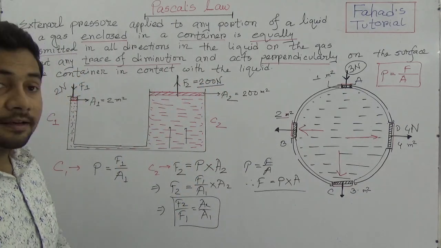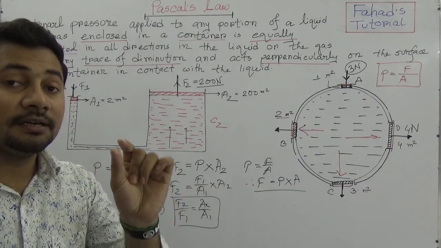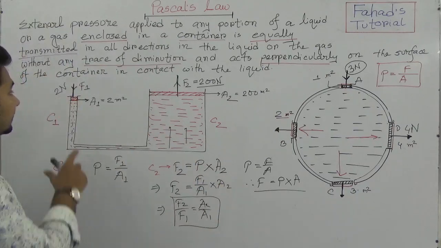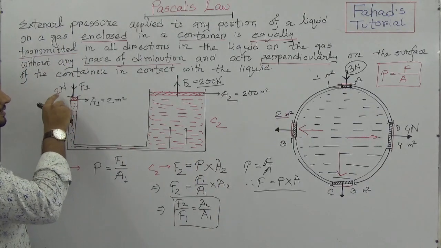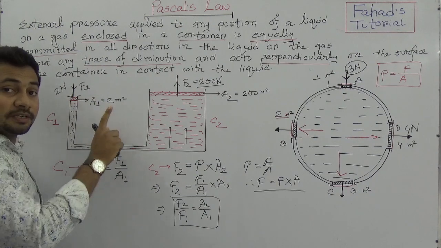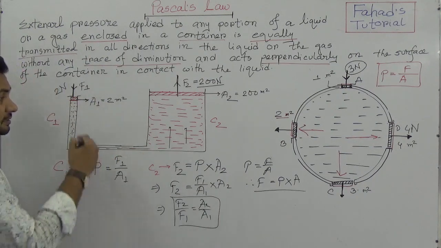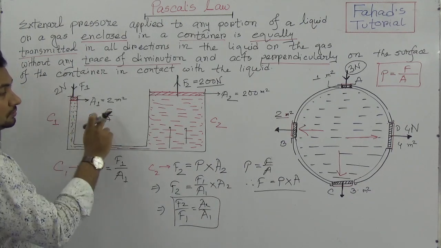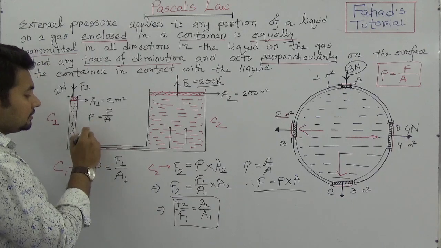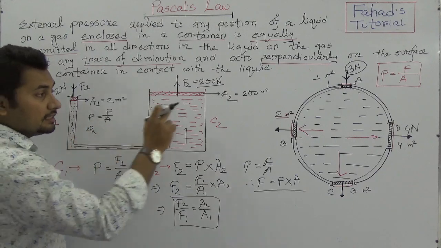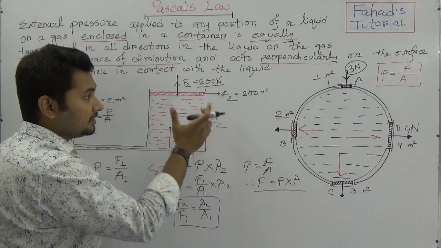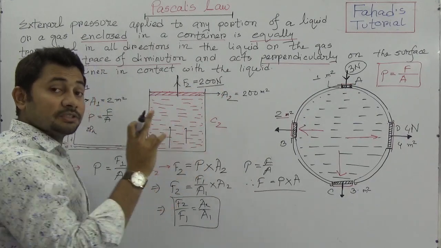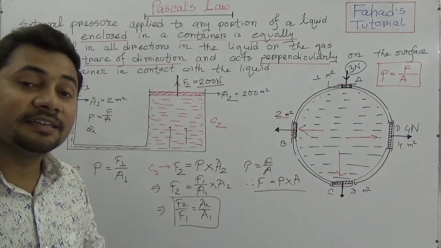Because according to Pascal's law, the pressure will not change. So the pressure remains the same. The pressure here would be 2 newton upon 2 meter square, which is 1 pascal, because P is equal to F by A. And here again it is the same: if you divide 200 by 200, it will be 1 pascal.